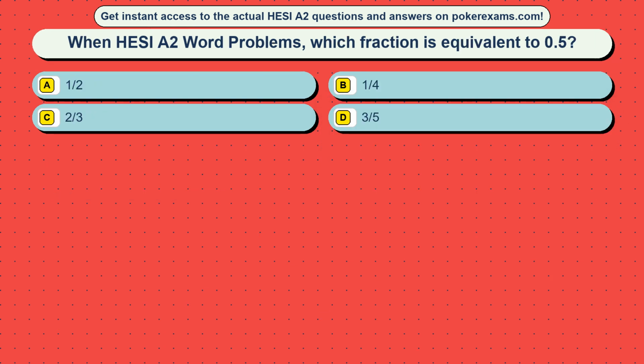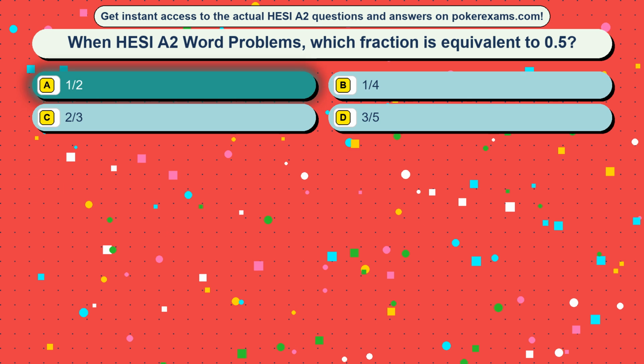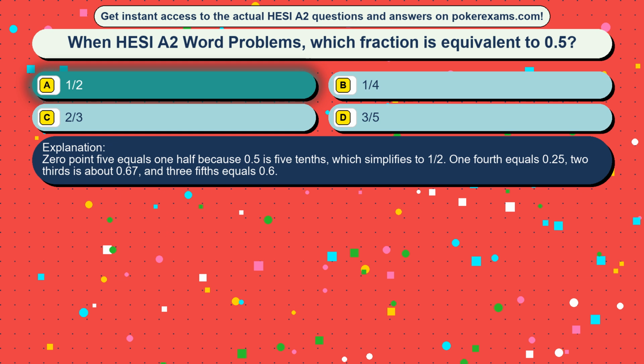Question 9. When HESI A2 word problems, which fraction is equivalent to 0.5? Option A, 1/2. Option B, 1/4. Option C, 2/3. Option D, 3/5. The correct answer is option A, 1/2. 0.5 equals 1/2 because 0.5 is 5/10, which simplifies to a half. 1/4 equals 0.25, 2/3 is about 0.67, and 3/5 equals 0.6.